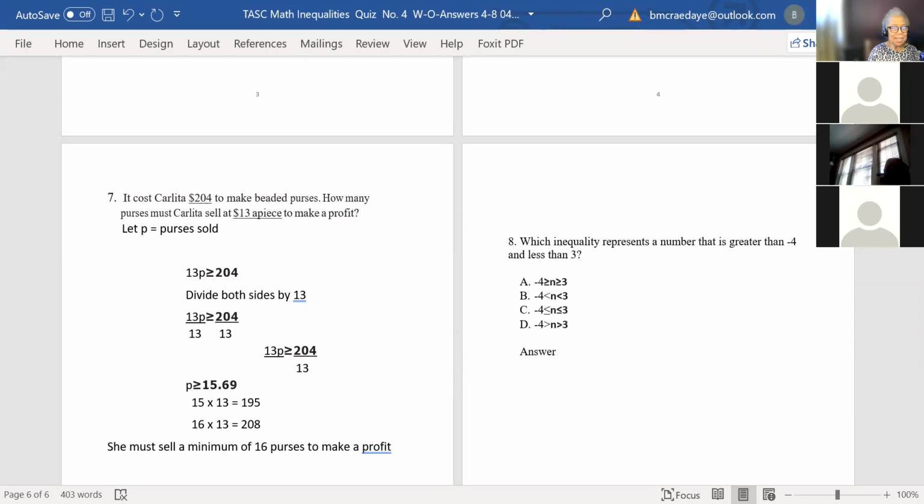A, B, C, or D? Which inequality represents a number that is greater than? Well, let's just do the less than 3. Which one of these expressions says n less than 3?